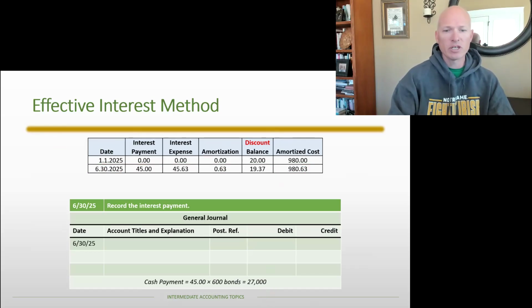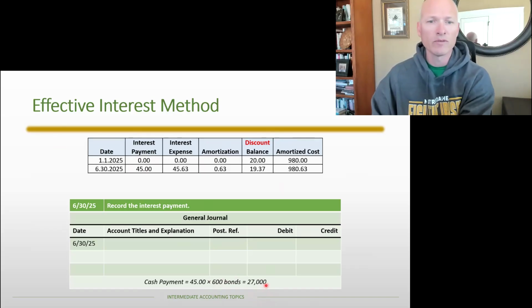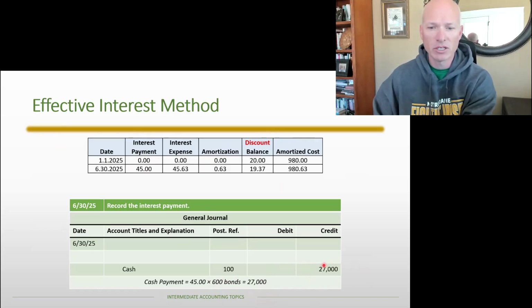And the first part of it is the cash payment, which is again that $45 interest payment times the 600 bonds for a total of $27,000. Again, we as the issuer are the ones making that payment. We're going to amortize the discount. Again, the amortization is 63 cents per bond. We apply that to all 600 bonds.